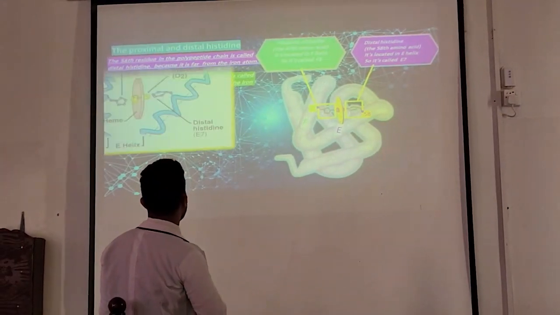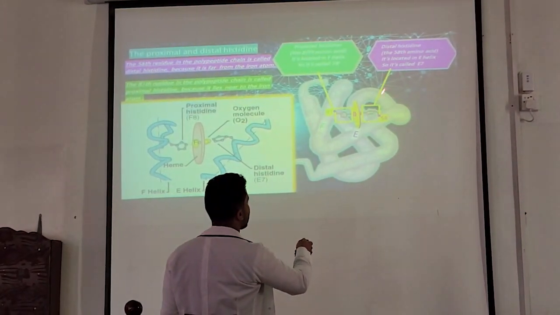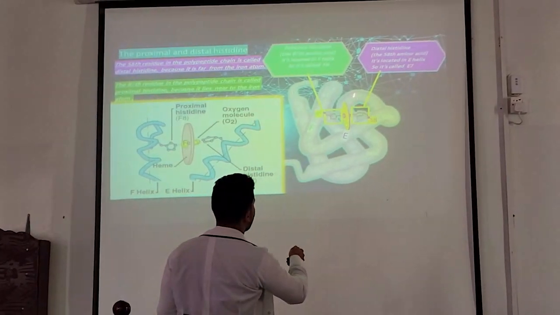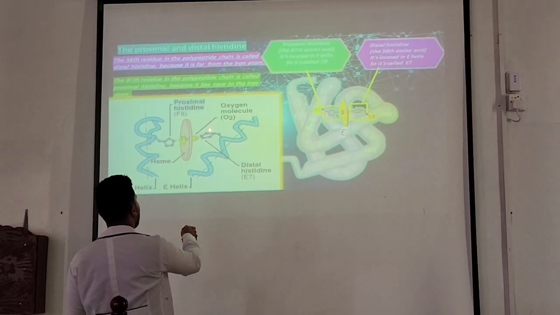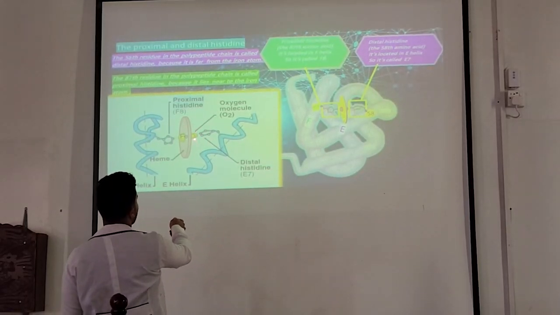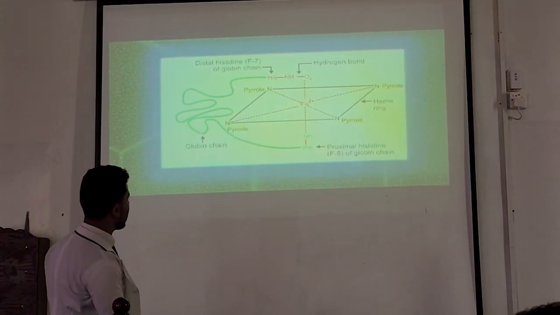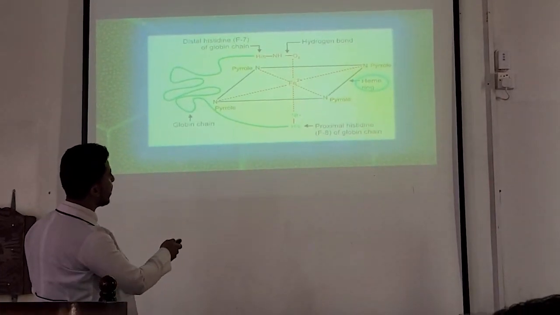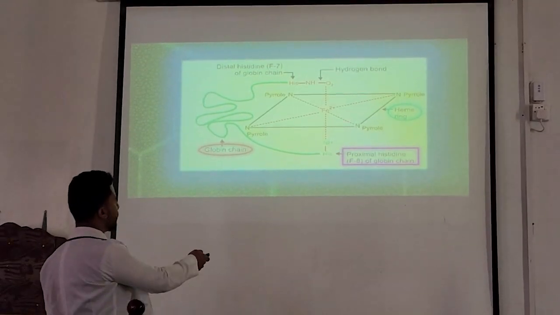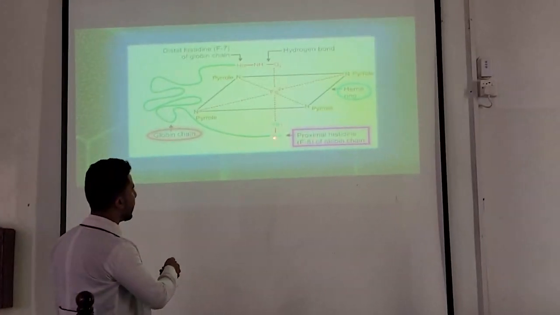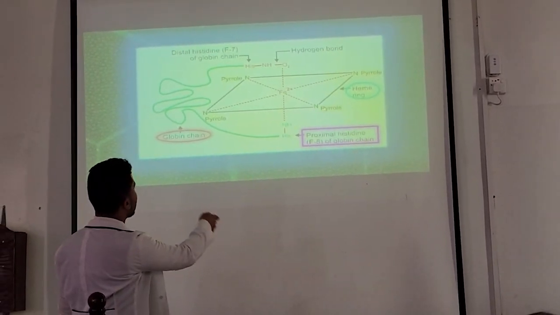This is another picture for clarity that the imidazole group of the distal histidine does not bind directly with the ferrous iron, but it forms a hydrogen bond between the imidazole group and the oxygen that binds to the ferrous iron. Also, this is another picture. As you see here, this is the heme ring, and this is the globin part, and this is the proximal histidine that binds with the ferrous iron directly. This is the difference between the proximal histidine and the distal histidine.